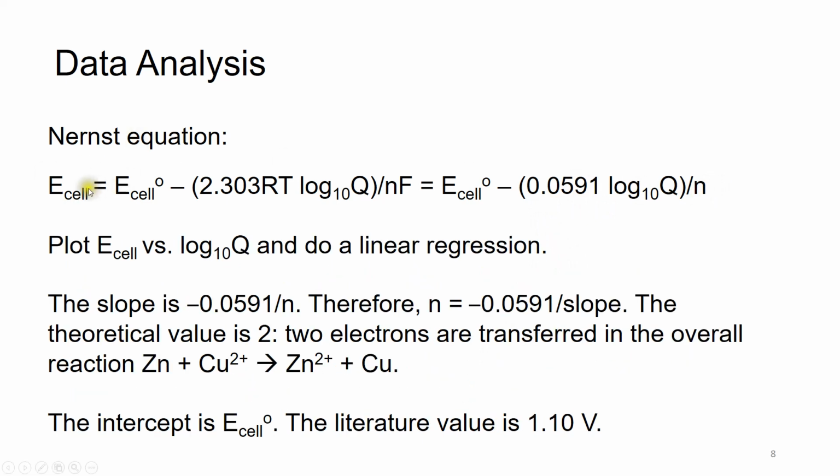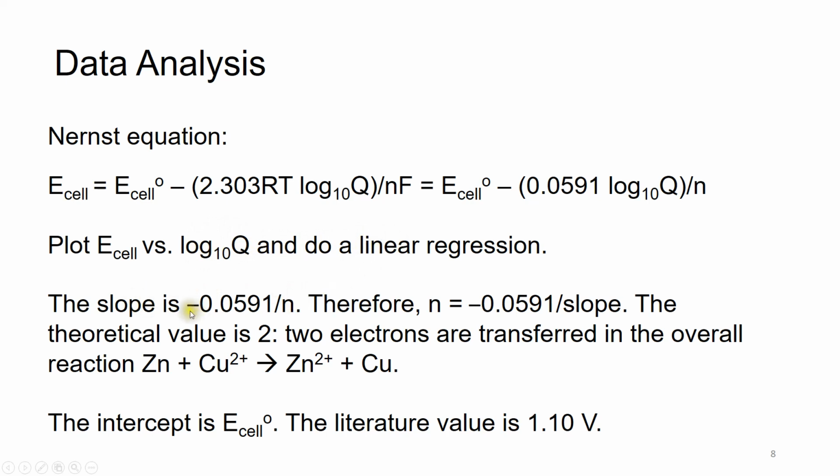So again, I want to show you the equation here. This is the Nernst equation. The cell potential is equal to this standard cell potential minus this term, and this term can be simplified to this, after you plug in all the values: gas constant, room temperature, Faraday constant, and we get this. Remember, we need to plot the cell potential versus the logarithm of Q. This is going to be your y-axis, the logarithm of Q is going to be your x-axis, or horizontal axis. We're going to do a linear regression and display the equation in the graph.